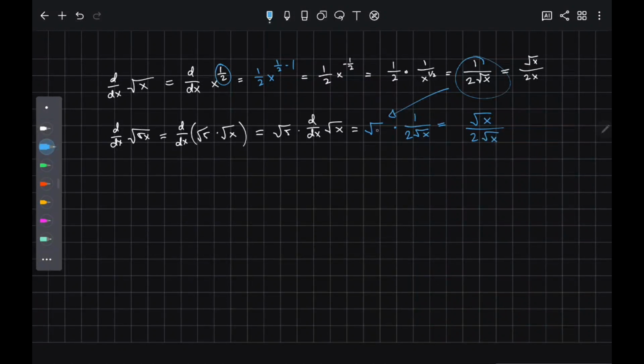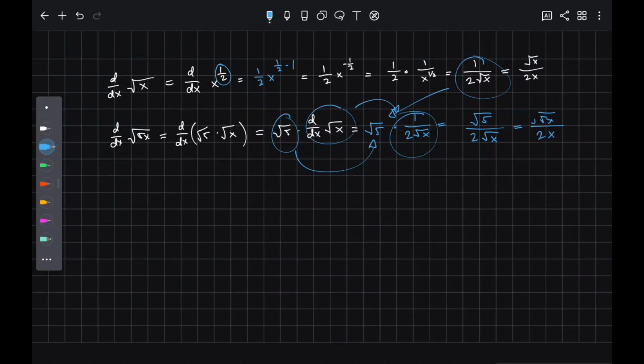No, I'm sorry. This should be square root 5. Copy square root 5. The derivative of square root x is 1 over 2 square root x. Then you multiply that, that would be square root 5 over 2 square root x. Or you could rationalize it: square root 5x over 2x.